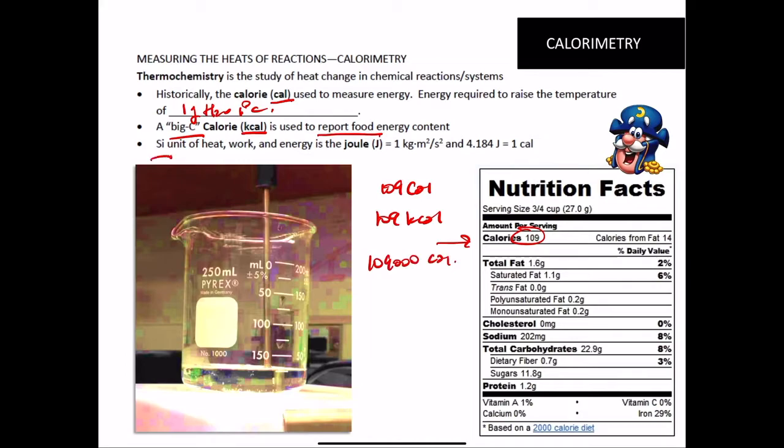The SI unit of heat, work, and energy is the joule, and there are 4.184 joules in a calorie. So for any of the calculations we're doing here, we could use joules or we could use calories. Most often we use joules, but keep in mind, these are also acceptable.